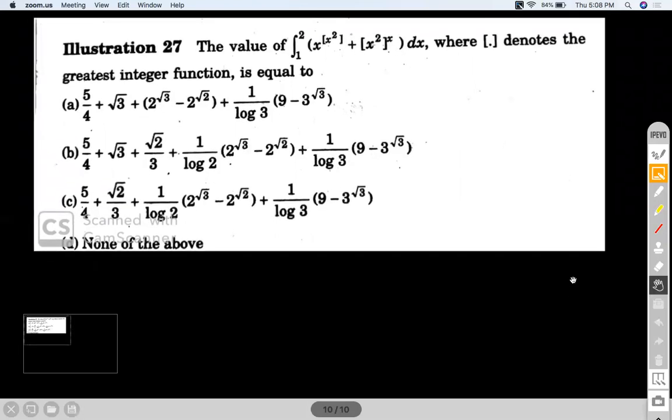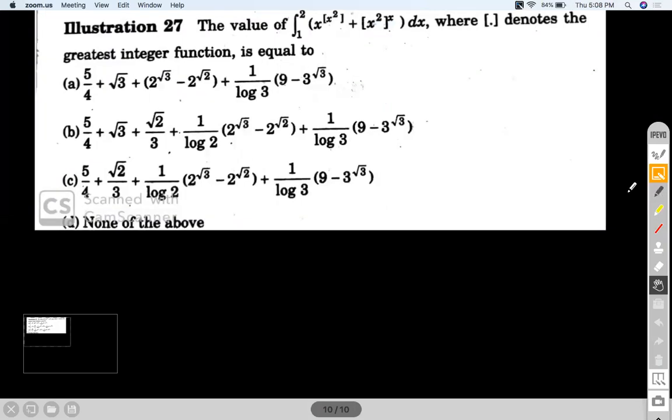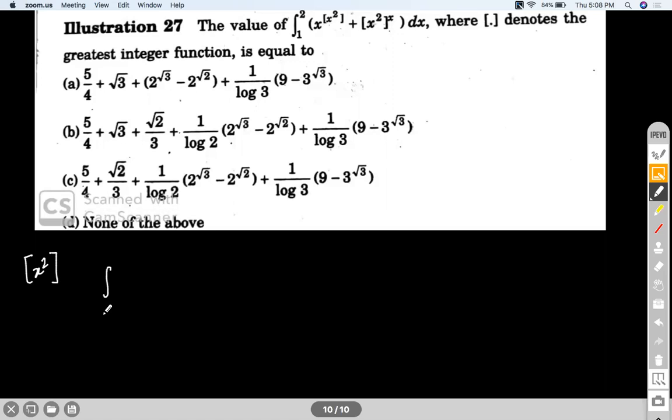So is it B? Yes, it is B. Since there is a GIF of x square, you know that this will change its value at root 2 and root 3 also, right? So critical points would be root 2 and root 3. We have to break the limits of integration there. So 1 to root 2.